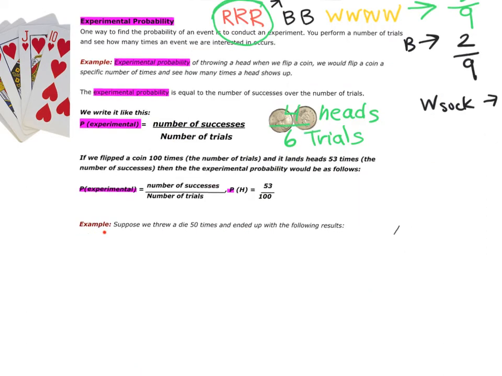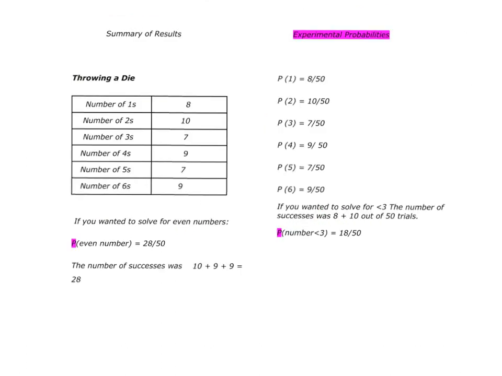Okay, let's look at an example together. Suppose we threw a die 50 times and ended up with the following results. Just pretend that this is the data that you collected from throwing a die 50 times. When you threw it, you got a 1 8 times. You got a 2 10 times. You got a 3 7 times. You got a 4 9 times. You got a 5 7 times and a 6 9 times.